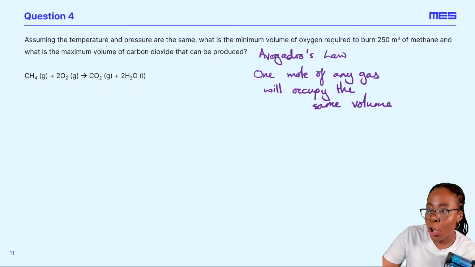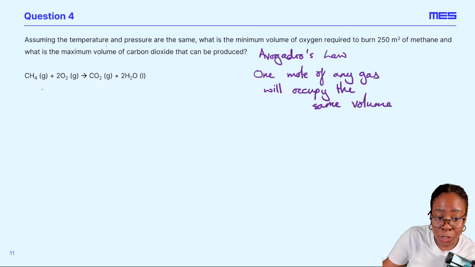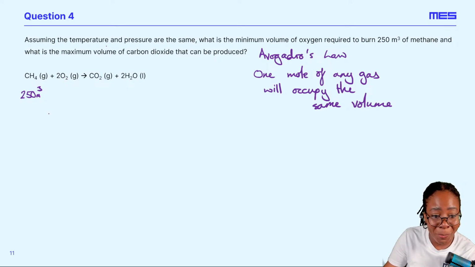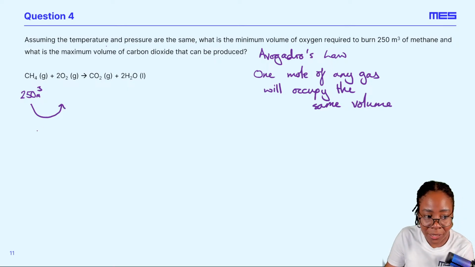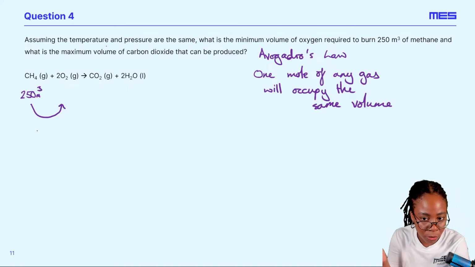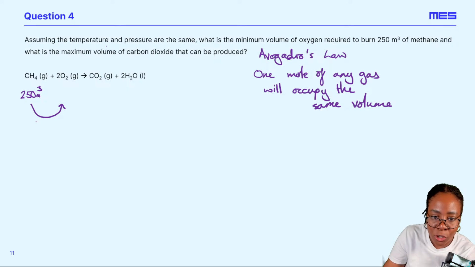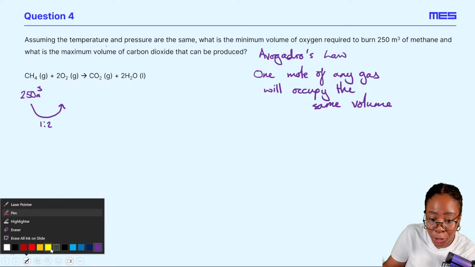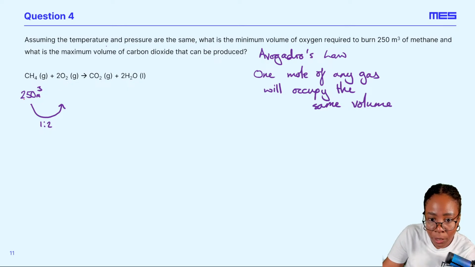Okay. So if we have 250 meters cubed of methane, then to figure out the volume of oxygen, we don't need to bring it down to moles, lovely natural scientists. All we need to do is use the molar ratios, and that will tell us essentially the volume ratios too. Because from methane to oxygen is a 1:2 ratio, the volume of oxygen that we would need minimum would be 500 meters cubed.